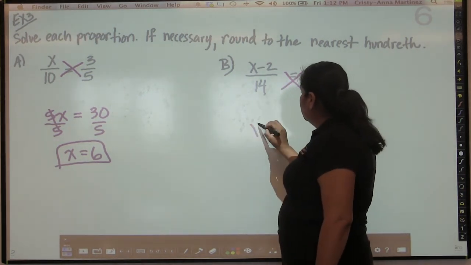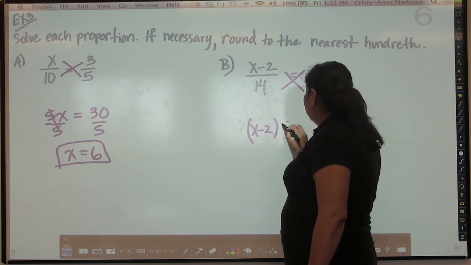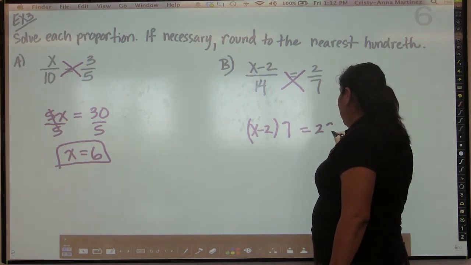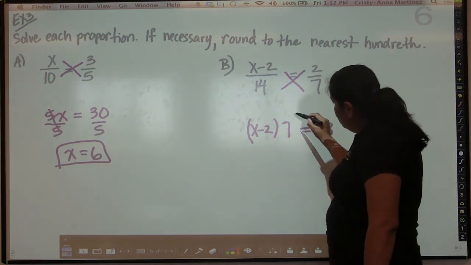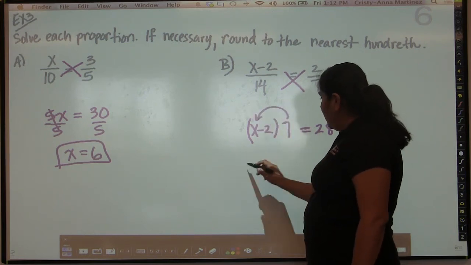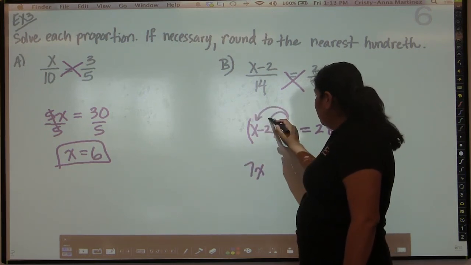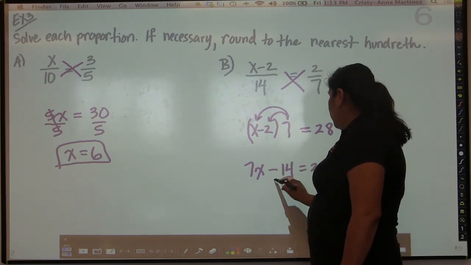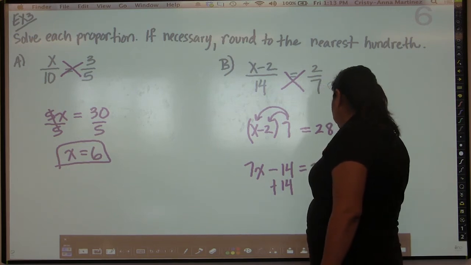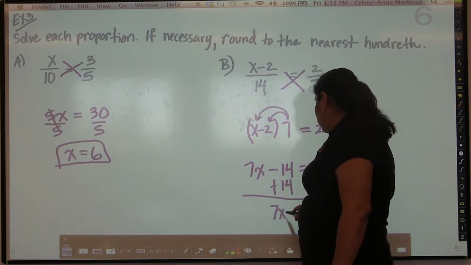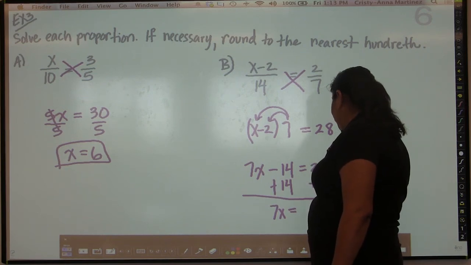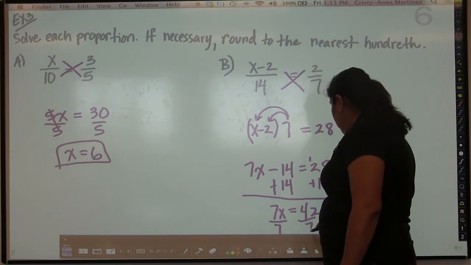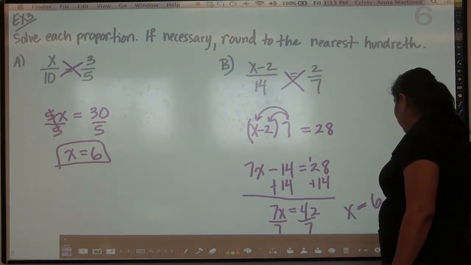We take x minus 2 and times that by 7, which is the extremes here. And then we have 14 times 2, which is 28. Okay, so it's very important that you distribute the 7 times x, which is 7x, and the 7 times negative 2, which is negative 14, equal to 28, and solve for x. So we add 14, 7x equals 8, 9, 10, 11, 12, so 42.